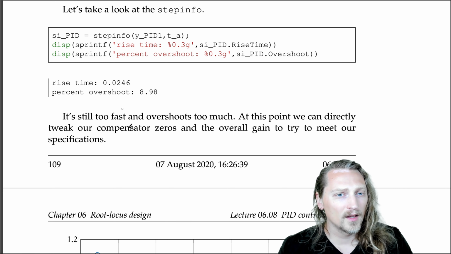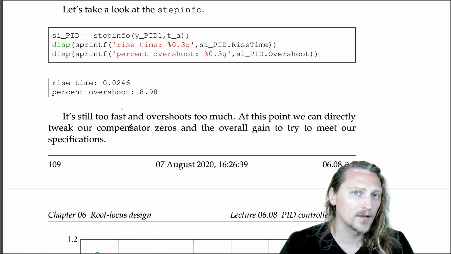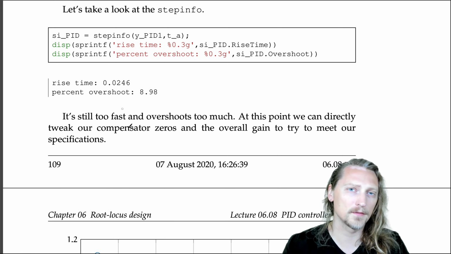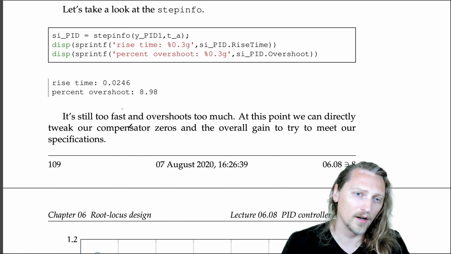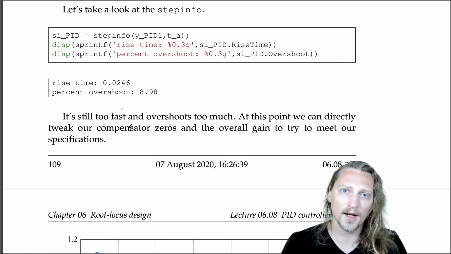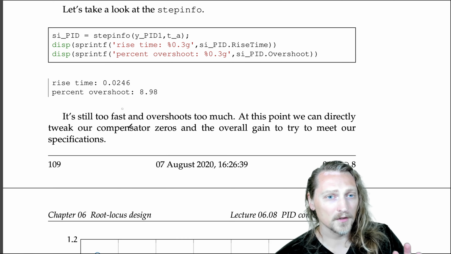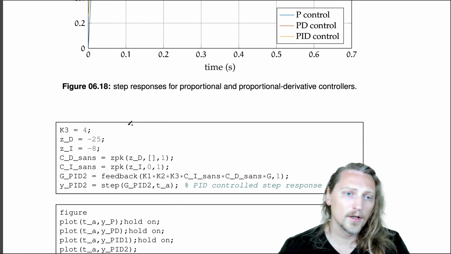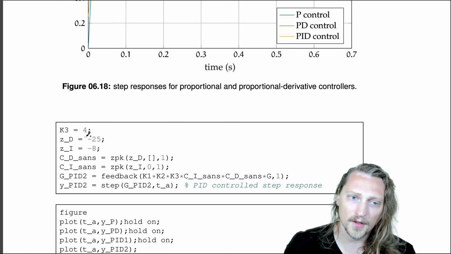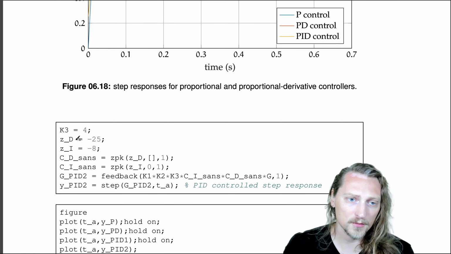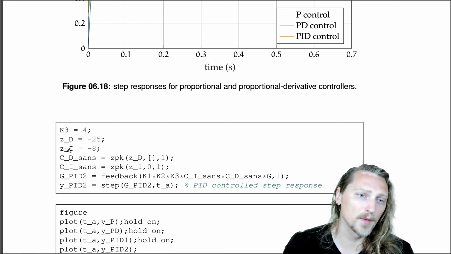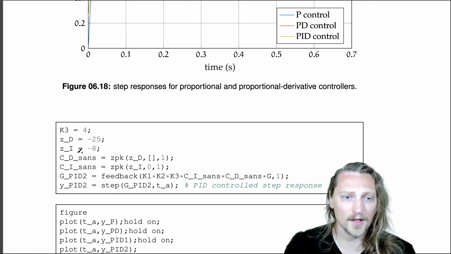It's performing pretty well. At this point, we don't know how each of our gains or 0 locations are going to affect things too much. I mean, we have some ideas, but there are a bunch of knobs that we have. We have the 3 gains, and we also have the 2 0 locations. So we can kind of mess with these a little bit. So what we do is we mess with K3 gain. We mess with the derivative compensator 0 location. We mess with the integral compensator 0 location.